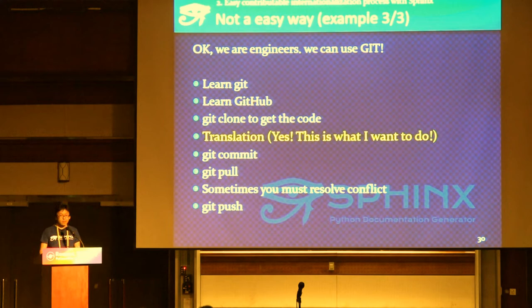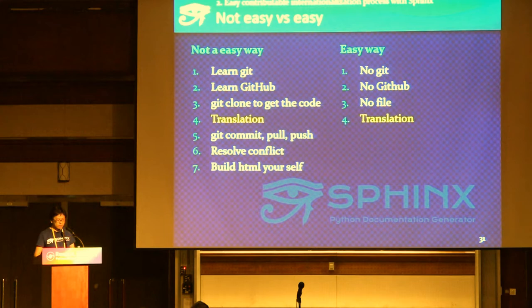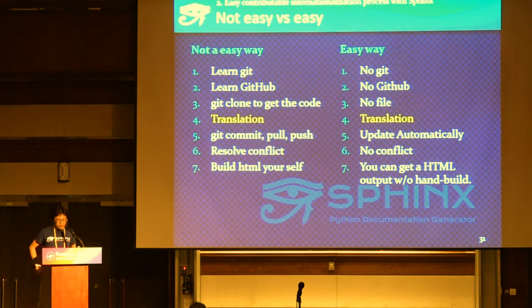Well, then, what is an easy way? My opinion is this. Left side is not an easy way, and right side is an easy way. No Git, no GitHub, no file, and all you must do is translation, and updates are automatic with no conflict, and you can get HTML output without hand build. We need an easy way. The combination of the Sphinx i18n feature and some services gives you an easy way. That is the goal of this session. Okay, let's move forward.